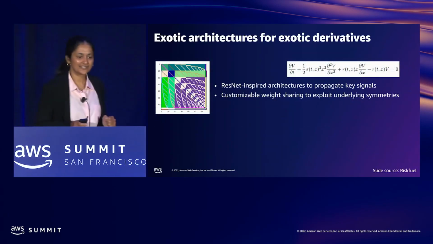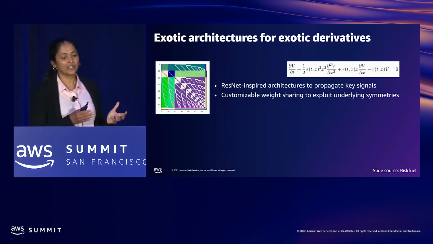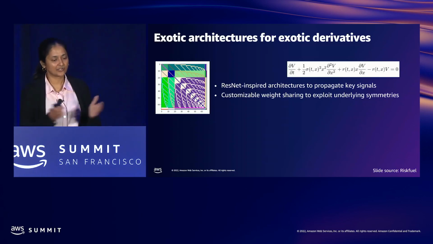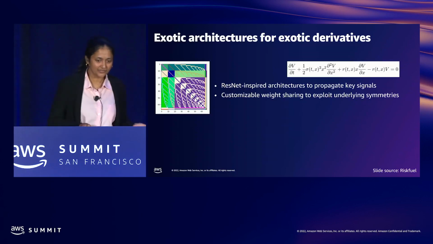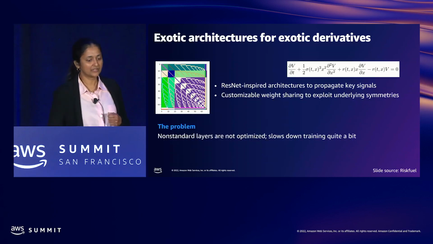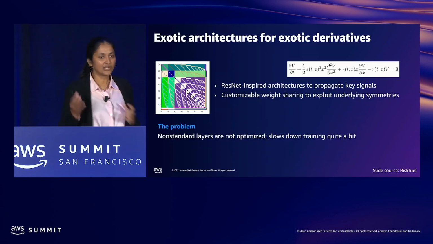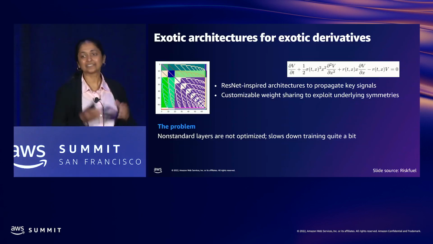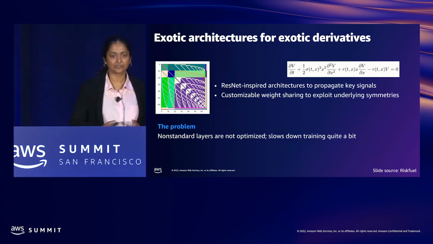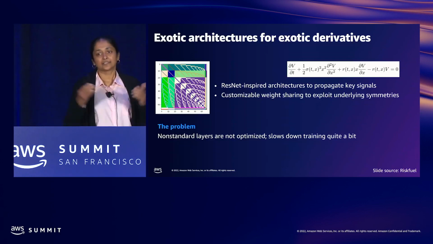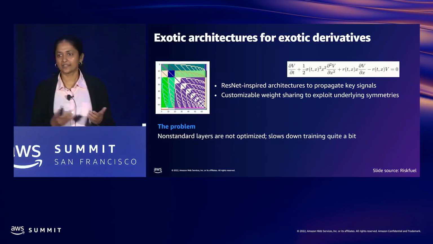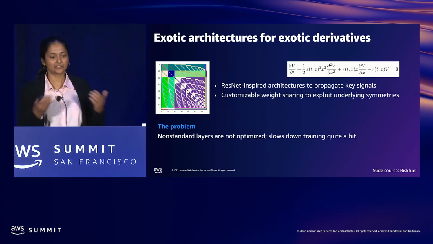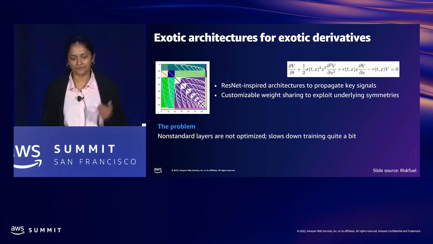The interesting thing is that for these types of calculations, they have exotic architectures. These are not the typical neural network architectures, and they have exotic derivatives that they have to calculate. Their problem is that they have non-standard layers that are not necessarily optimized, and things slow down a significant amount. So they were interested in exploring whether Gaudi offers a chance to do something different and better than what they have today. Can they accelerate or do more training for less cost?